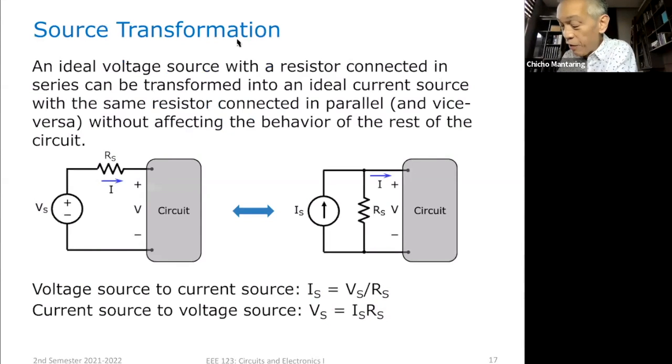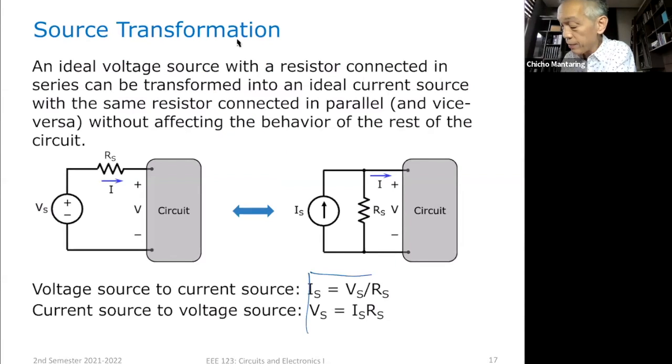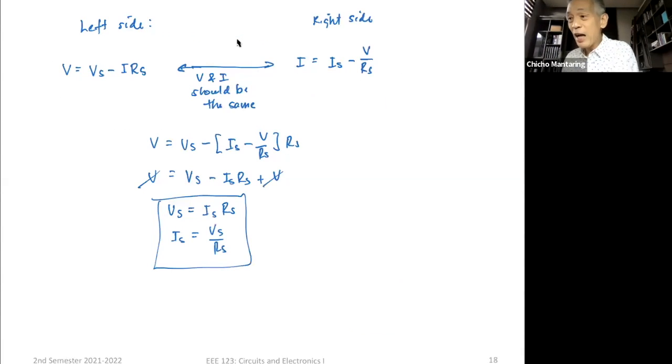In other words, if I'm converting from a current source to a voltage source, I can just multiply my current source with R's of S and I get the value of the voltage source. On the other hand, if I'm going from a voltage source to a current source, then the value of my current source will just be V of S over R's of S. So it's consistent with this. So actually very trivial.